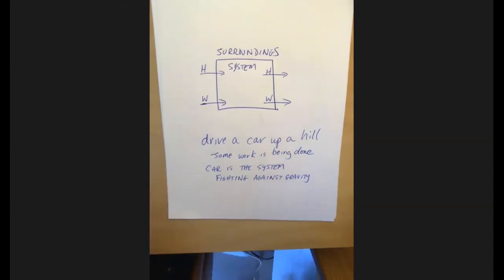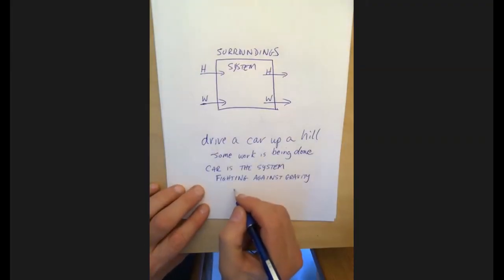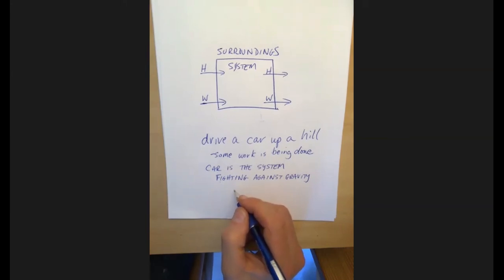Let's go back to the chart for a second. Is the system doing work on the universe, or is the universe doing work on the system? We just described the car fighting against the universe, against gravity. So the system has to be doing work on the surroundings. If the system is doing work on the surroundings, that's work being transferred out, and so the work is a negative term. Even though it feels like the car is doing the work and it would feel positive, in this case it's a negative number.